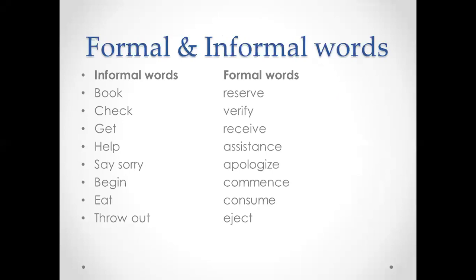For example, book. If you want to say मेरे लिए दो सीटें बुक करवा दो, then you will use B-O-O-K, book, as a verb. So this is the informal word in this sense, that is, kindly get two seats booked for me. If you want to say it in a formal manner, you will say kindly reserve, or get two seats reserved for me, or reserve two seats for me. Reserve is a formal word and the informal word is book.